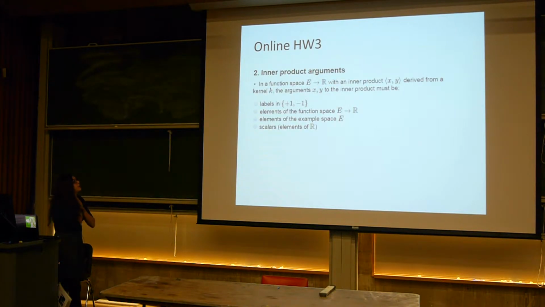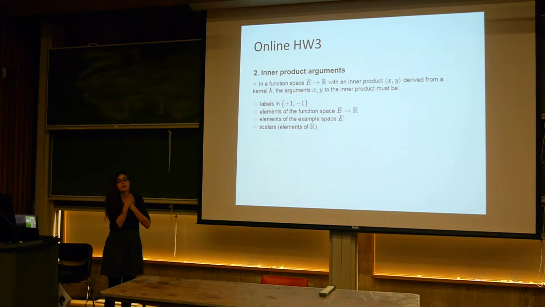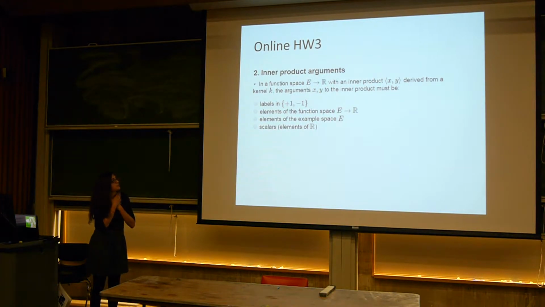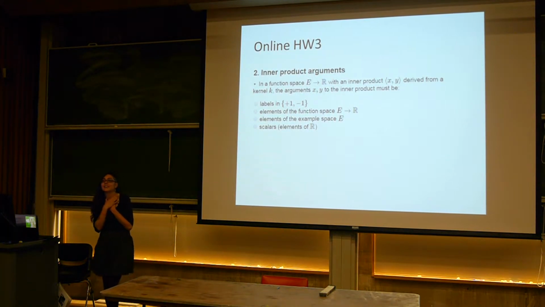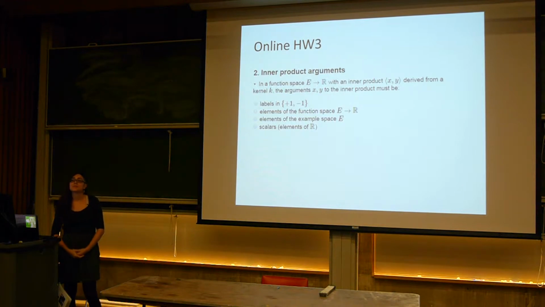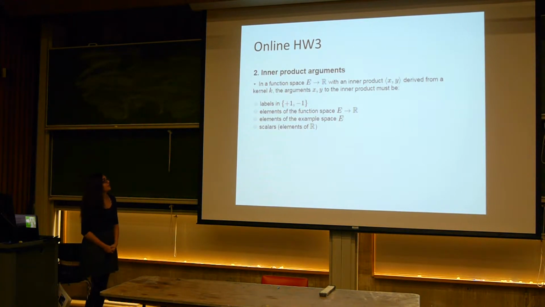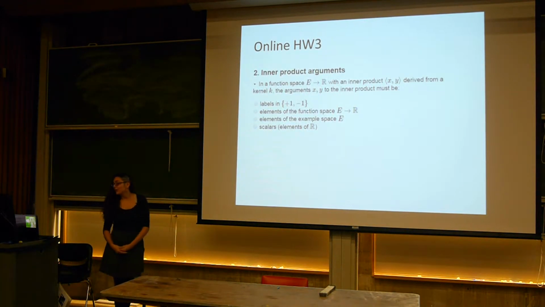So online homework 3, I'm just going to go through the questions that a lot of people got wrong on the first try. So in a function space with this inner product derived from this kernel, what are x and y? Does anyone want to tell me if you remember, or if you do the question again, it's okay. No one? Okay.